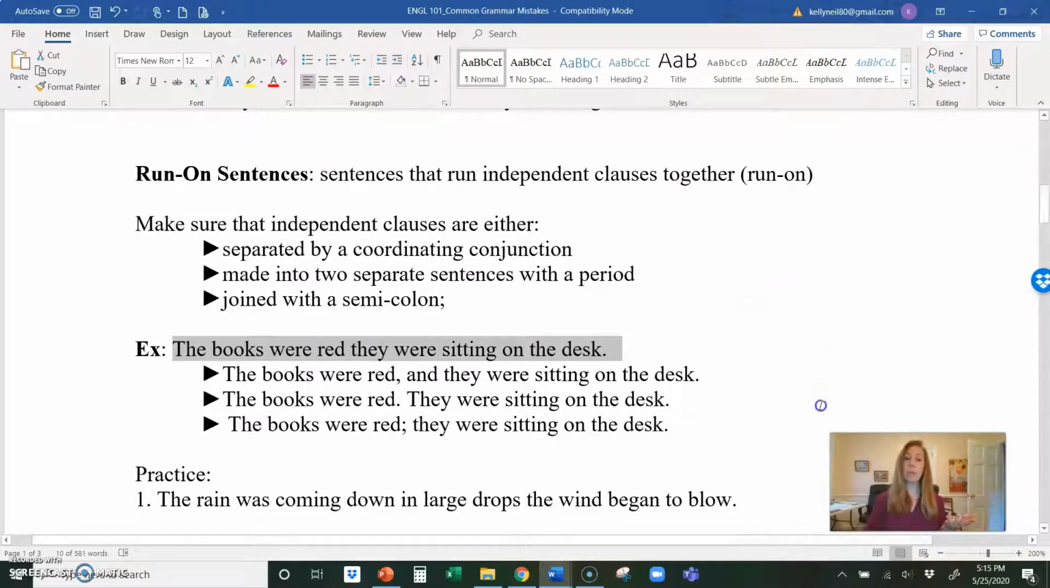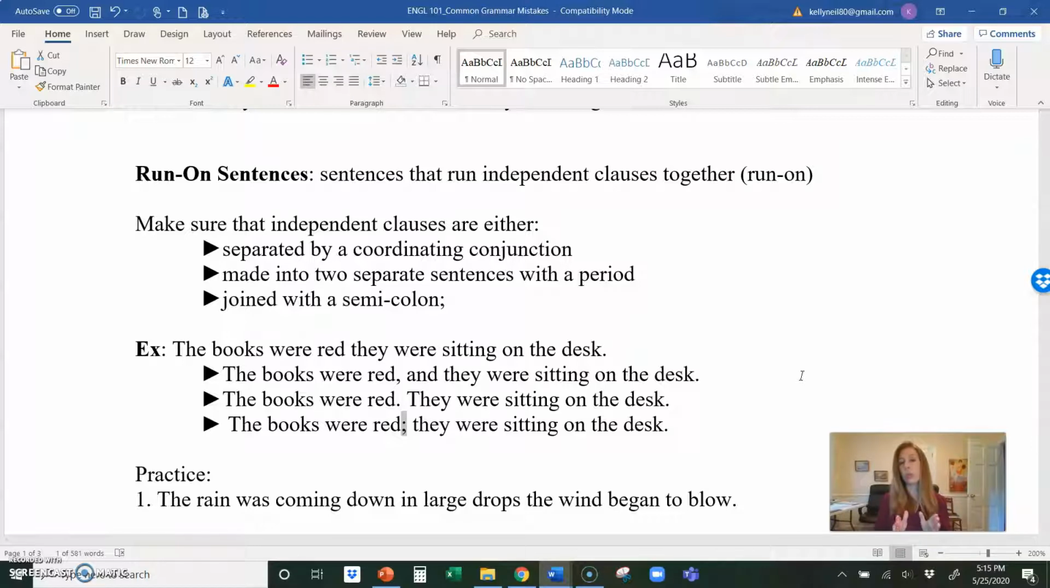So I could say, the books were read, and I add in one of my coordinating conjunctions, one of my fanboys, and they were sitting on the desk. Run-on solved. Or I could add a period. The books were read, period, and then just start a new second sentence. They were sitting on the desk. That would also work. Or keep it all one sentence, but just add a semicolon. A semicolon can join two complete thoughts, just like this. Any one of those three ways will work to fix a run-on sentence, okay?